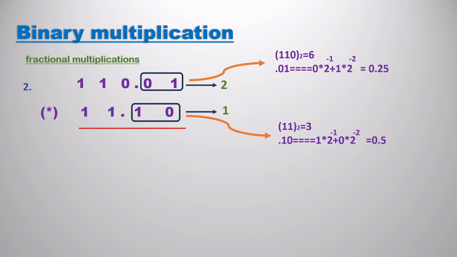The bottom one has 11 before the point, that is 3 in decimal. The part after the decimal point is 10, and 10 means 1 into 2 power minus 1 plus 0 into 2 power minus 2 according to the formula. So we get 0.5, and the number in decimal is 3.5. We have successfully converted the binaries into decimals and checked. The first one is 6.25 and the second one is 3.5.